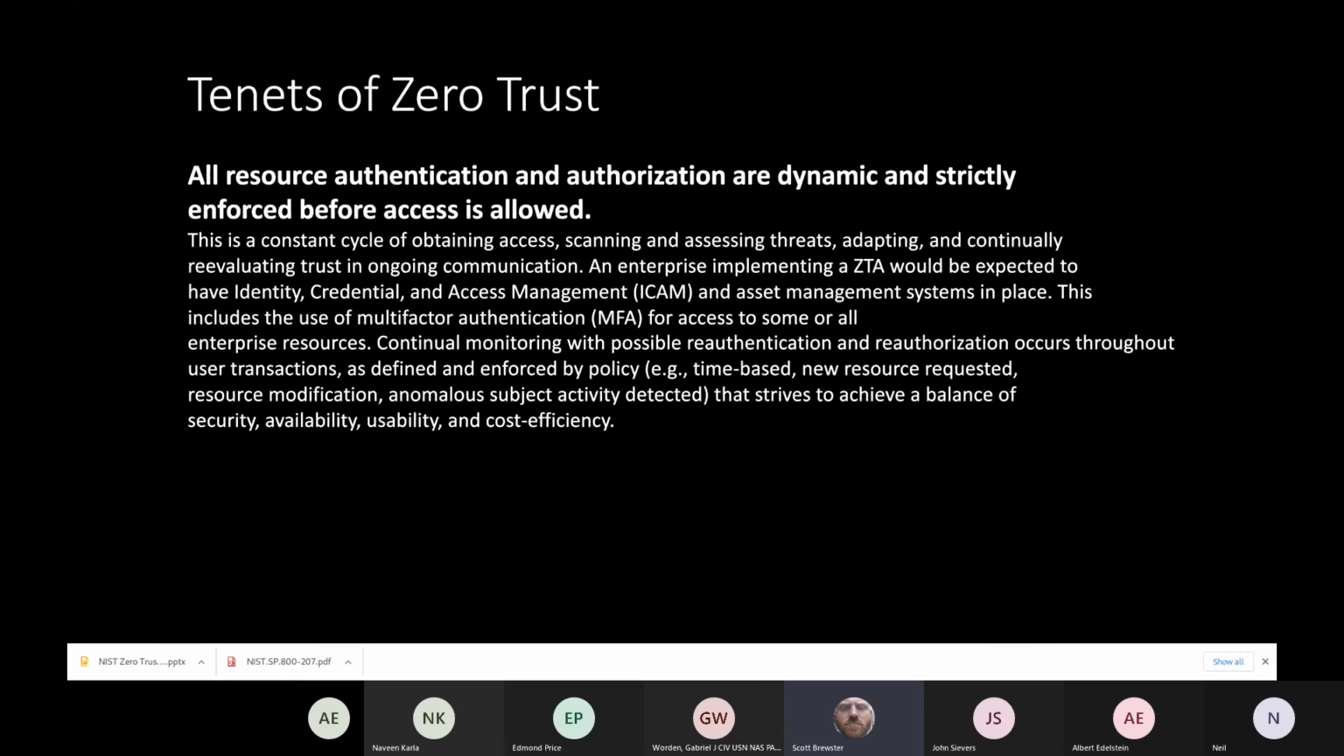All resource authentication and authorization are dynamic and strictly enforced before access is allowed. This is a constant cycle of obtaining access, scanning and assessing threats, adapting and continually reevaluating trust in ongoing communication. An enterprise implementing a zero trust architecture would be expected to have identity, credential, and access management and asset management systems in place. This includes the use of multi-factor authentication for access to some or all enterprise resources. Continual monitoring with possible reauthentication and reauthorization occurs throughout user transactions, as defined and enforced by policy. That strives to achieve a balance of security, availability, usability, and cost efficiency.